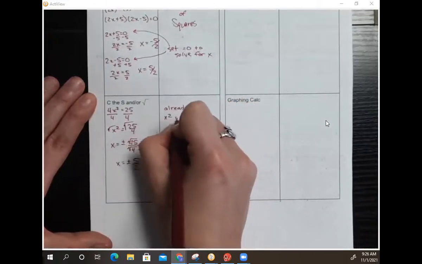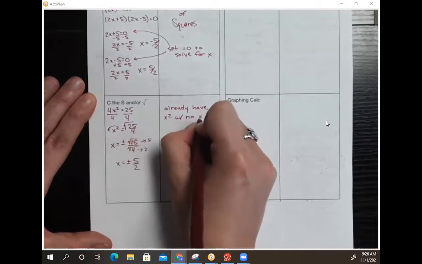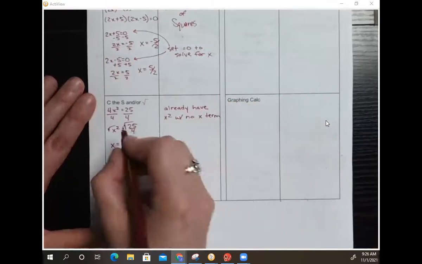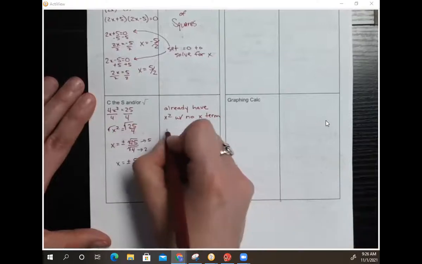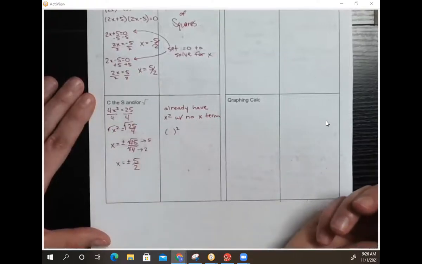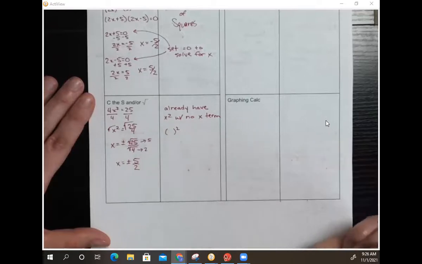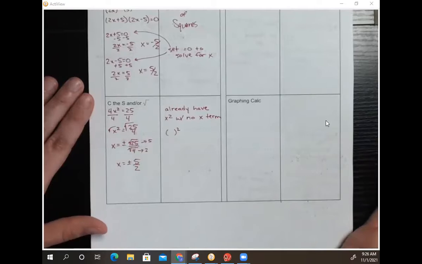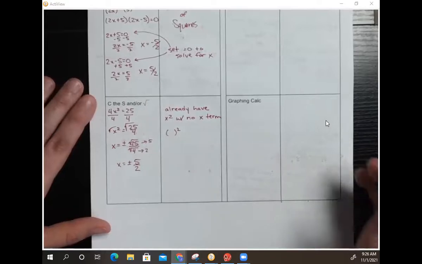We have x squared with no x term. So if I've got x squared with no x term or something in parentheses squared, that makes solving with square roots really nice. You can always complete the square in a quadratic to use square roots to solve. It's not always going to be your fastest method.